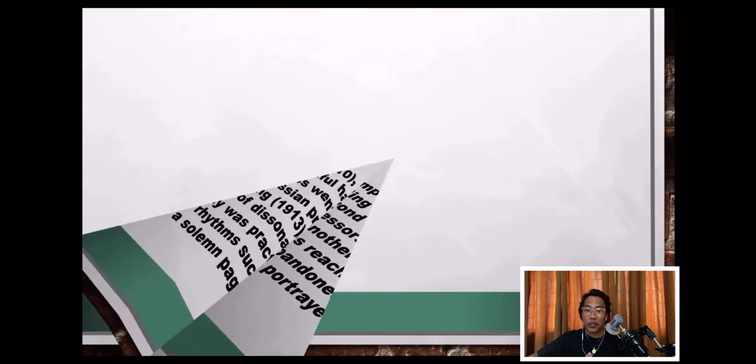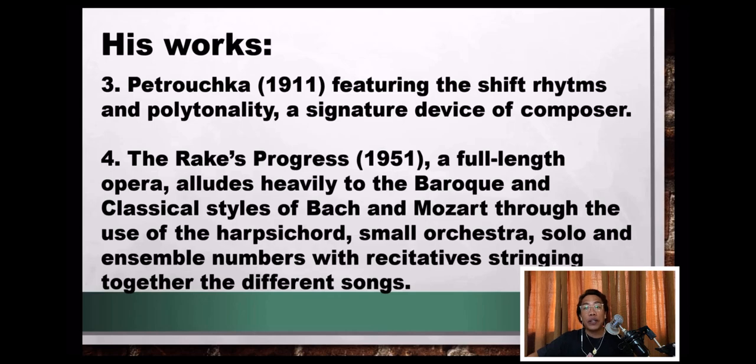The third composition was Petrushka, which was created in 1911, featuring shifting rhythms and polytonality as signature devices of the composer. Fourth, we have The Rake's Progress in 1951. It is a full-length opera that alludes heavily to the Baroque and classical styles of Bach and Mozart through the use of the harpsichord, small orchestra, and solo ensemble numbers, with recitative stringing together the different songs.